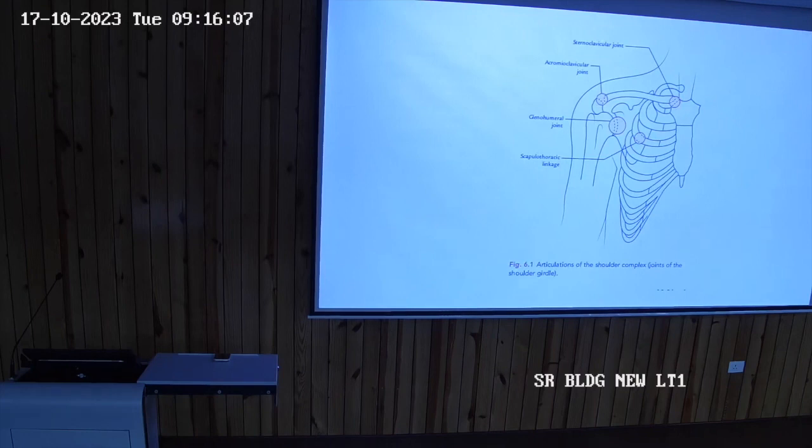So these are the things which are present in the joint. Articular surfaces are two. Shallow glenoid cavity, one. Head of the humerus, which is larger, second. Both the articular surfaces are covered by hyaline cartilage. And lining over the hyaline cartilage, there is present the synovial membrane.